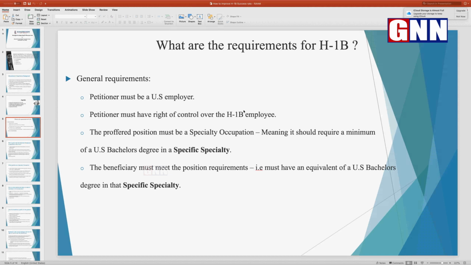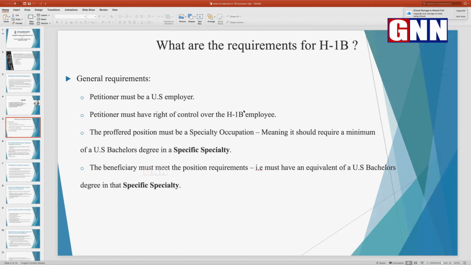To start with, what are the requirements for H1B? There are basically 4 requirements. The first thing is that the petitioner must be a U.S. employer. The second is that the petitioner must have right of control over the beneficiary, so there should be an employer-employee relationship between the petitioner and the beneficiary.